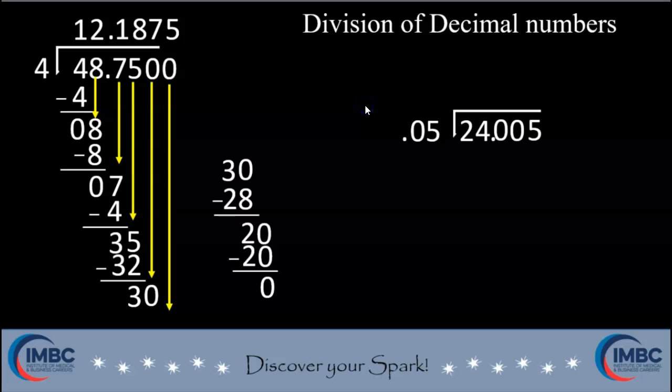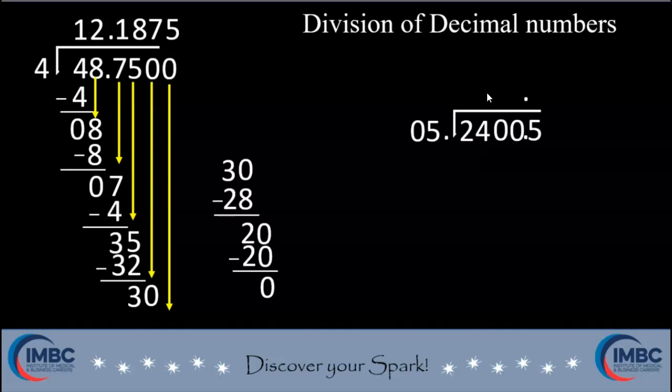Let's try another one. This time, we have a decimal for the divisor, and we also have a decimal in the dividend. When we have a decimal in the divisor, we move it over 2 places, or the number of places till it becomes a whole number. So this becomes a 5. Since we moved it 2 places, we have to take our decimal that's in our dividend and move it as well 2 places. And then we place it up where our quotient is going to be. So now we're ready to divide.